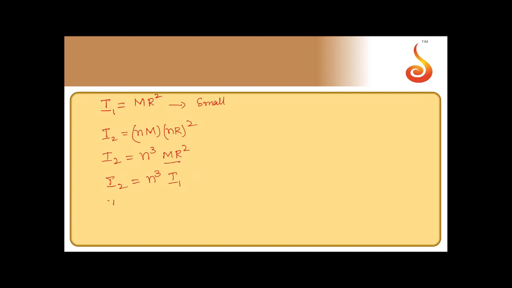So I2 by I1 is equal to n cube. Now they have given I2 by I1 is 8. 8 is equal to n cube. So n is equal to 2. So number of turns is 2. The value of n is 2. That is option C.